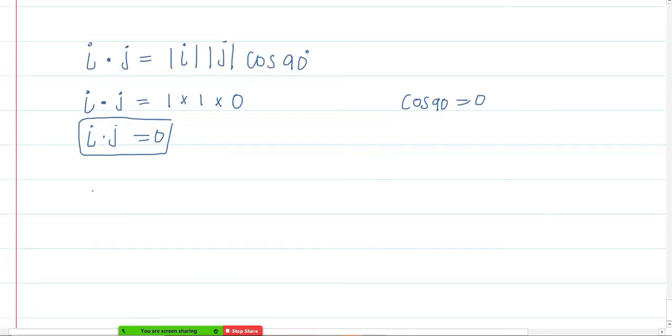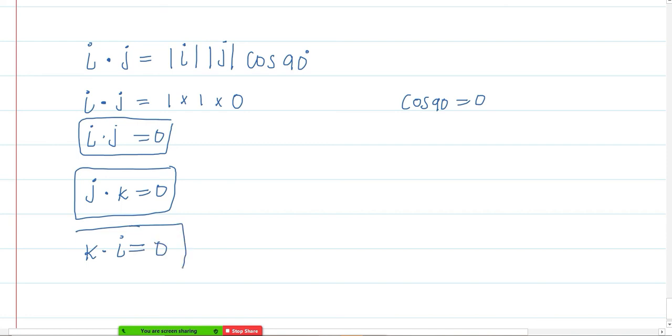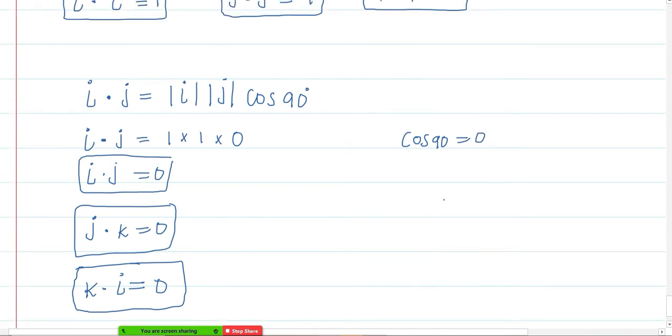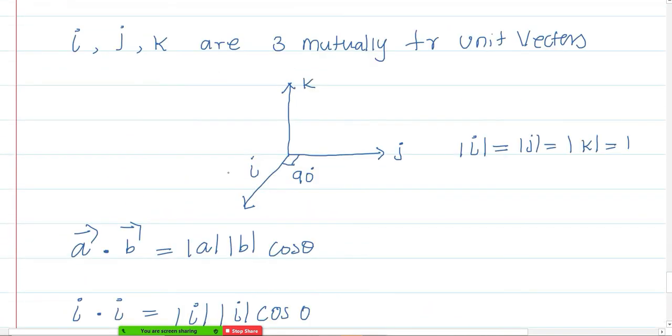Similarly, we can prove for the other two vectors: j vector dot k vector is also 0, and k vector dot i vector will also be 0. Here, if you see the diagram, i vector dot i vector is 1, i dot j is 0, j dot k is 0, and k dot i is 0.